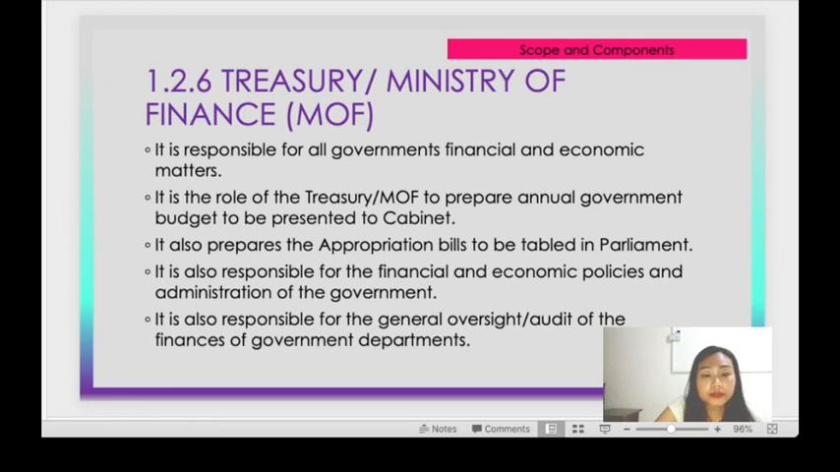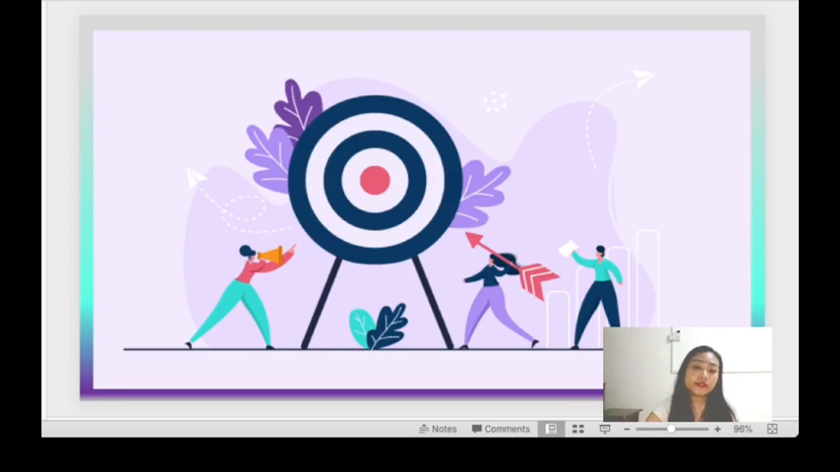Besides that, Treasury, which is handled by MOF, is taking care of public money. This is a body that is responsible to manage the flow of the money. In other words, the in and out of money for the government. Okay, next one.